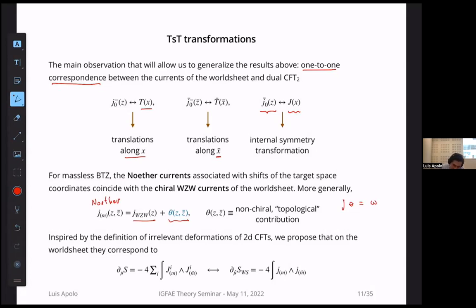And motivated by the definition of the irrelevant deformations of 2D CFTs, what we have proposed is that on the worldsheet they take the same form on the left-hand side, except that now on the right-hand side we have these Noether currents from the worldsheet, and this deformation parameter is now dimensionless, okay?